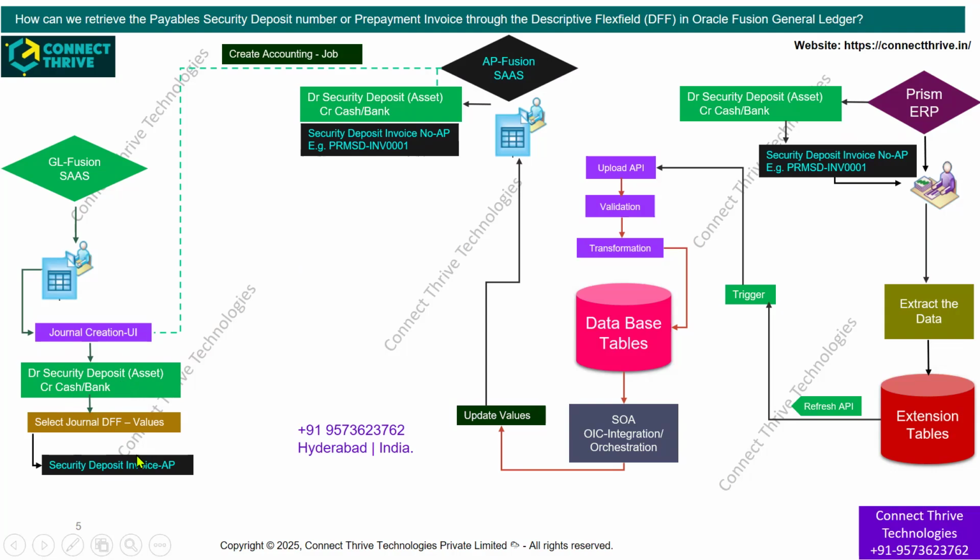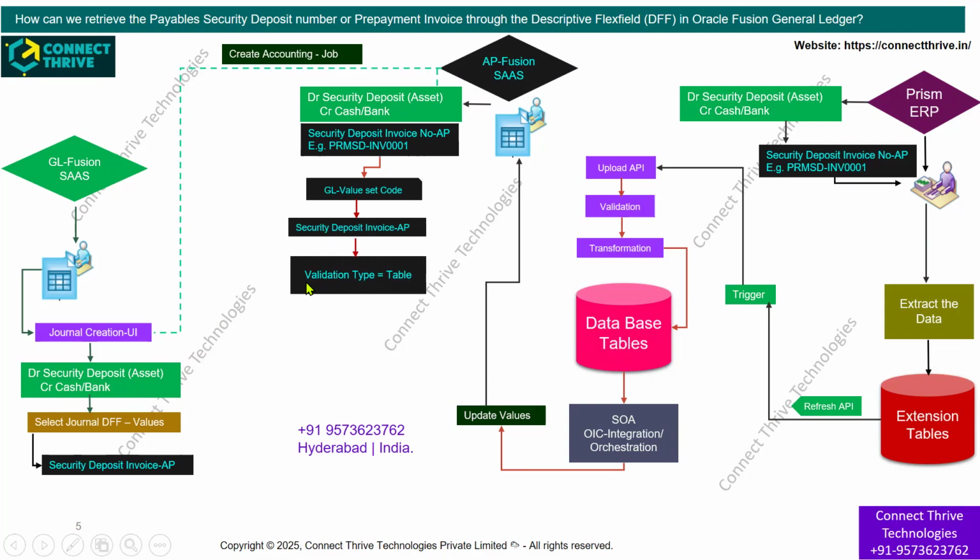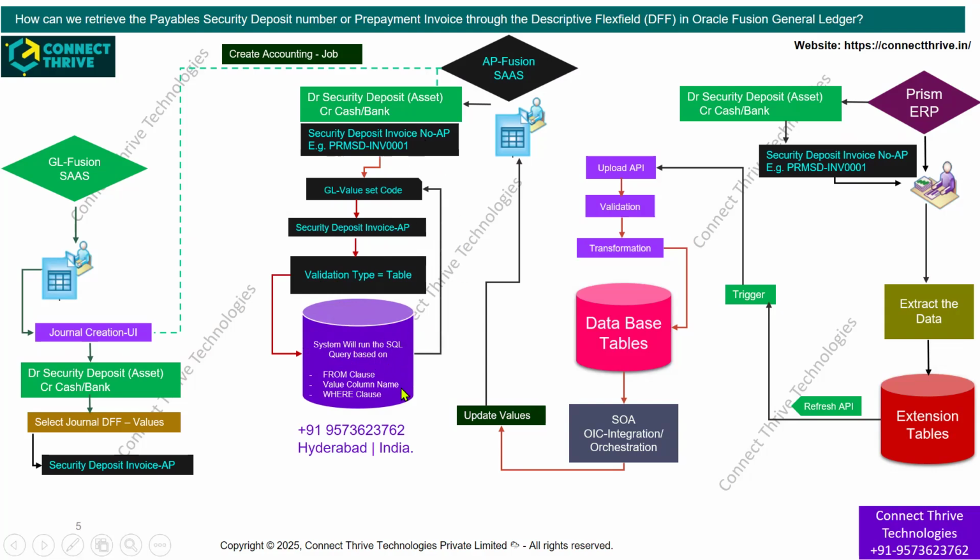Here we will create one more DFF by creating a value set code named security deposit. But here the value data type is a table, guys. We select the value data type as table, and there we provide our from clause and where clause, and accordingly we give the prepayment invoice related table. Automatically this prepayment invoice will be retrieved by our SQL query and updated to our value set code, and the user will select it manually in our GL model. I will show you this with a live example.